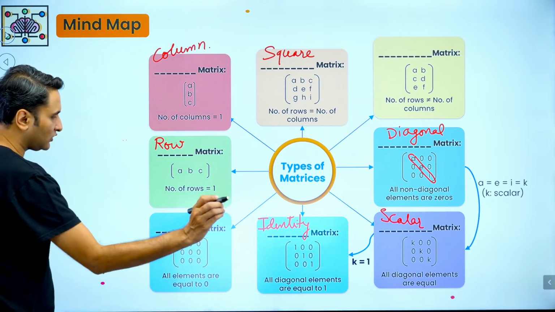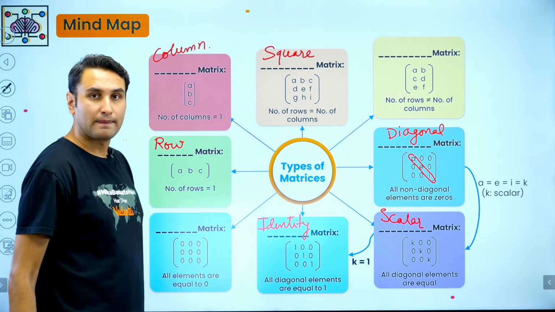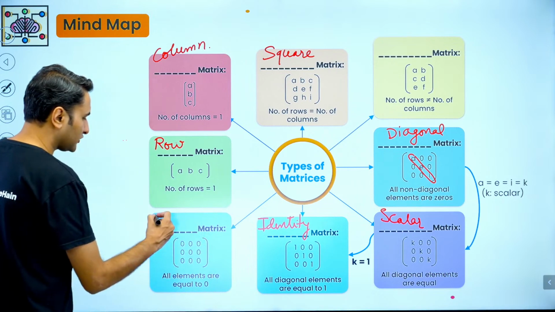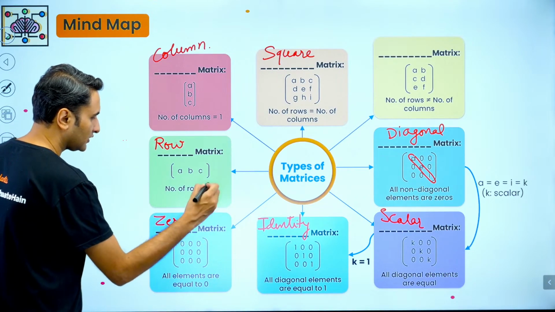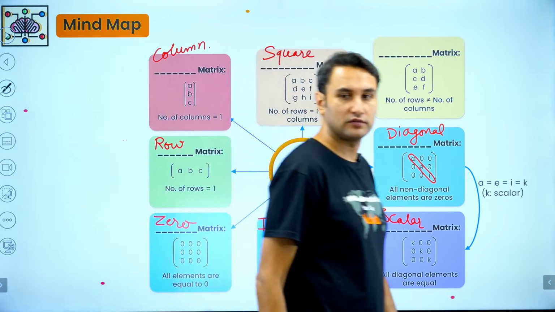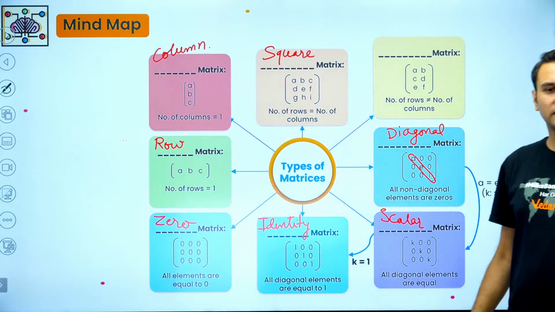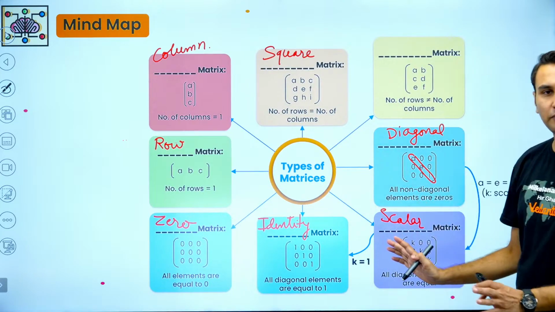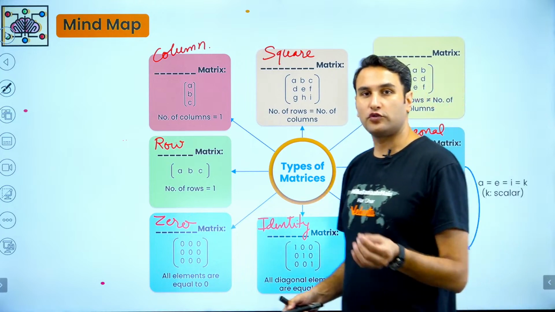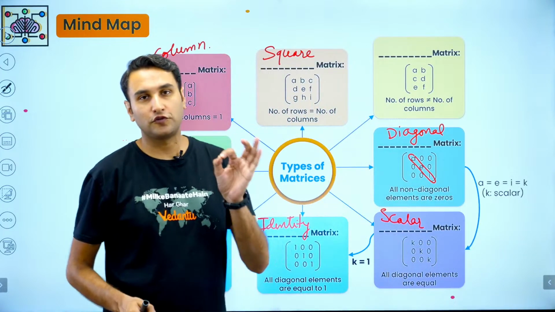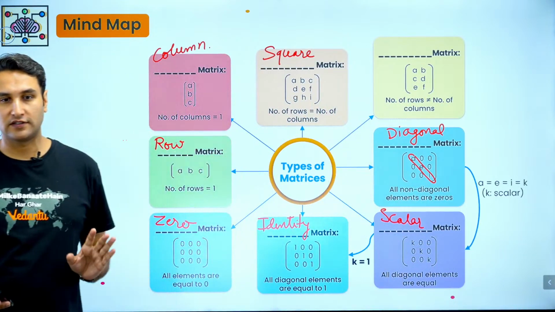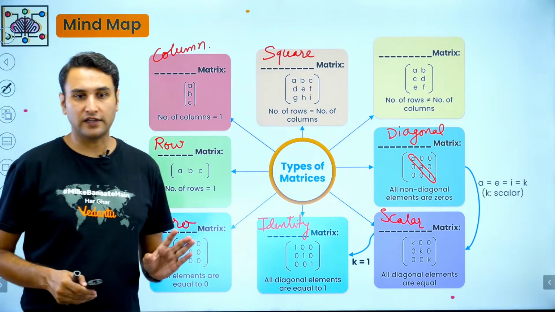If all are 0, we call it null matrix or the zero matrix. That's it. This is what we have studied till now. Clear? Simple. So this map should be enough for you to revise in just a few minutes, a few seconds. Cool? Is that clear? Should we move ahead?